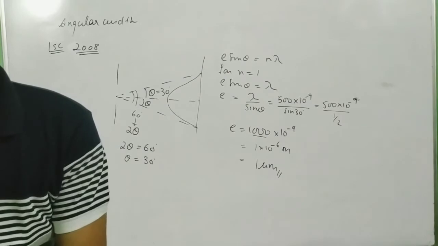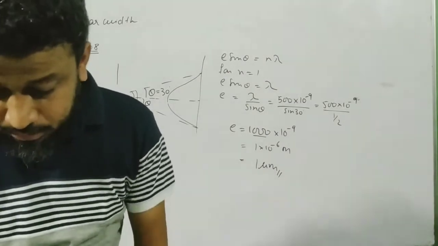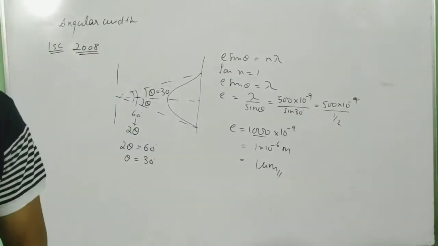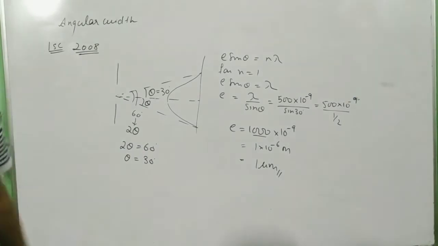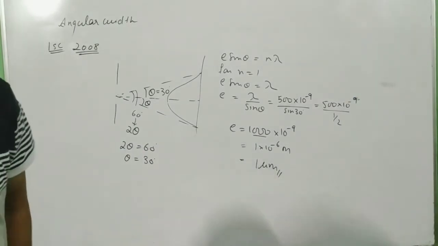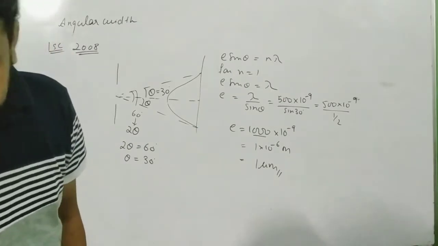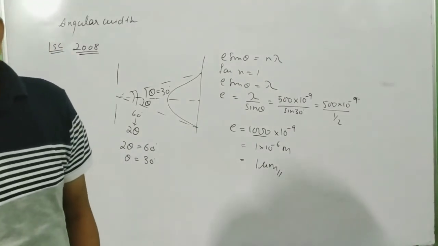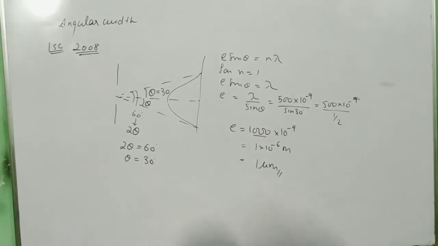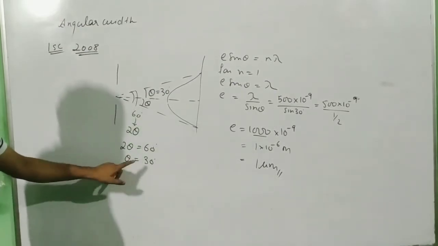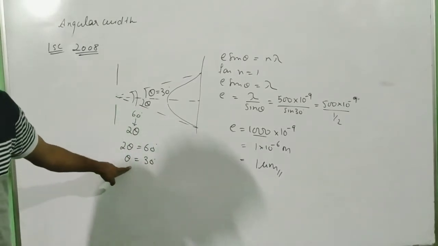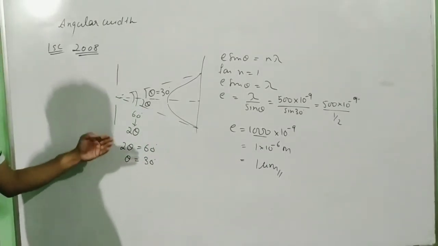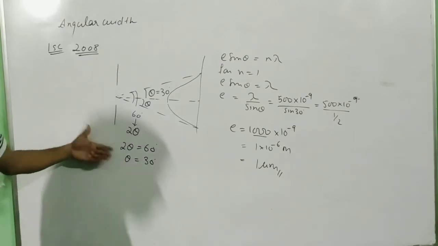Then I am going for the next question. The next question is from the year 2002. A light of wavelength 600 nanometer falls normally on a slit of width 1.2 micrometer, producing Fraunhofer diffraction pattern on the screen. Calculate the angular position of first minima, and then find the angular width of the maxima. Once you get the theta, you right away get the value of maxima.